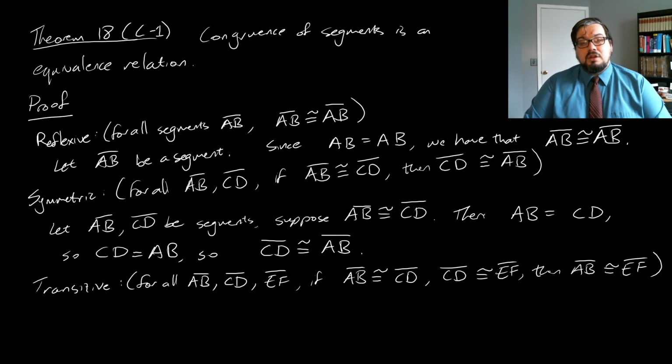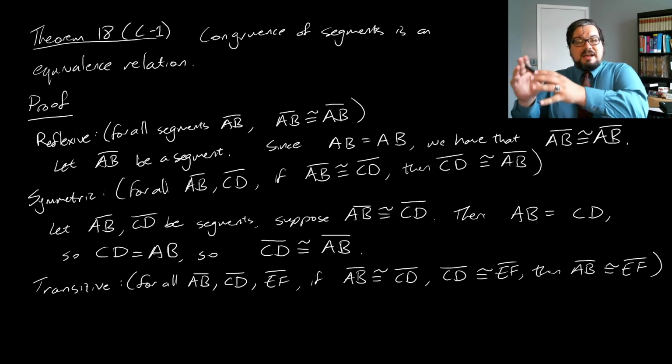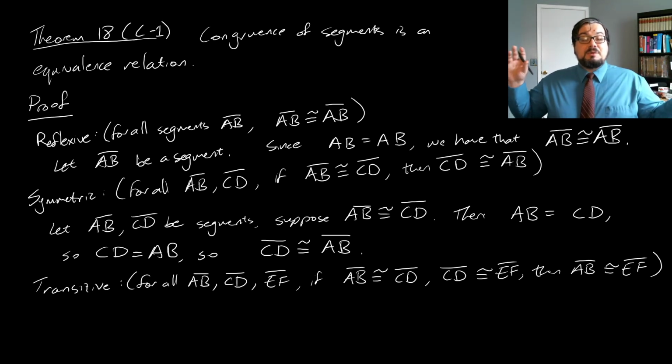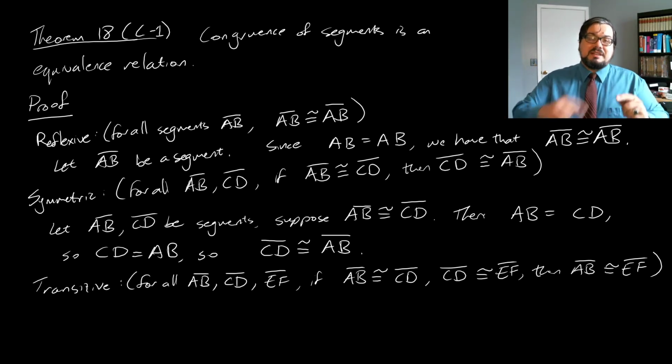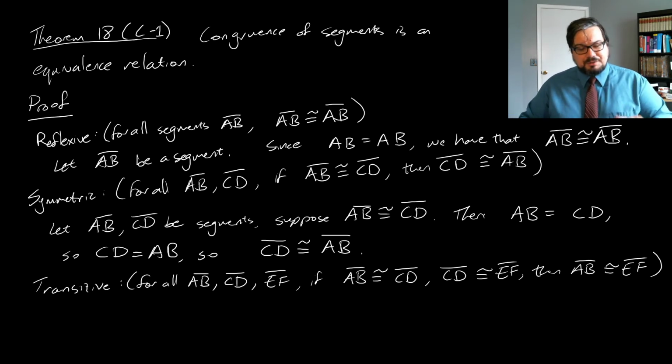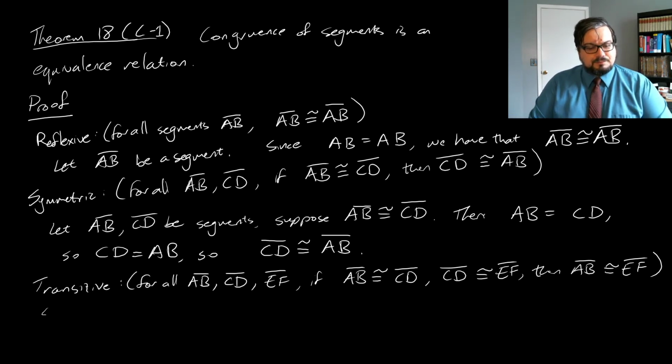So we want to show that we can essentially chain along congruences. If this segment is congruent to that one, which is congruent to that one, which is congruent to that one, which is congruent to the last one, then the first one and the last one are also congruent. We can chain along a string of congruences like we can string along a chain of equalities. And in fact, that's exactly what we're going to do to show this.